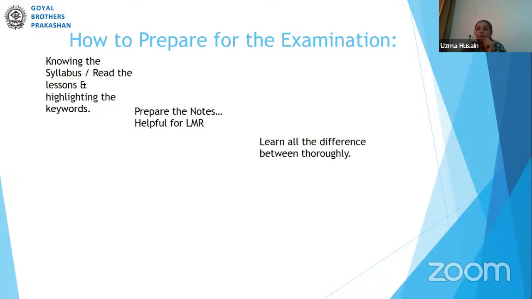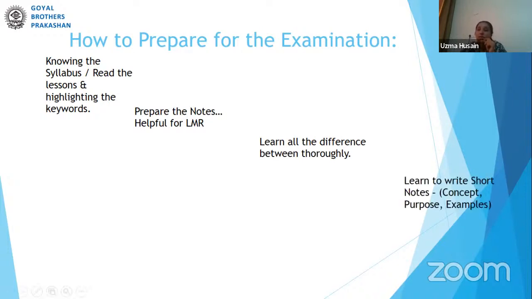Learn all the differences between thoroughly. Whatever differences are given in the textbook, study them thoroughly. Whether we talk about the budgeting chapter, or the banking chapter, or logistics and insurance, or recruitment and selection, every chapter has some kind of difference given. Study the differences very well. When you study the differences very well, half of the concept is clear.